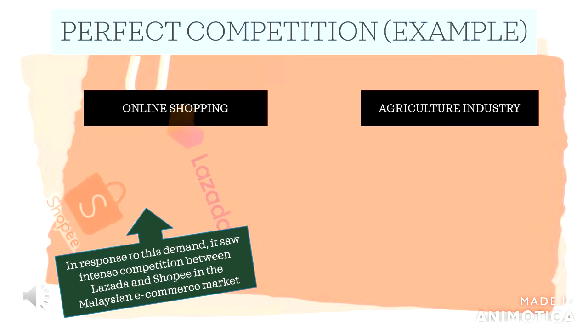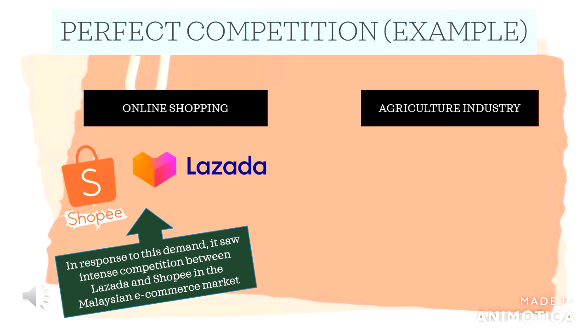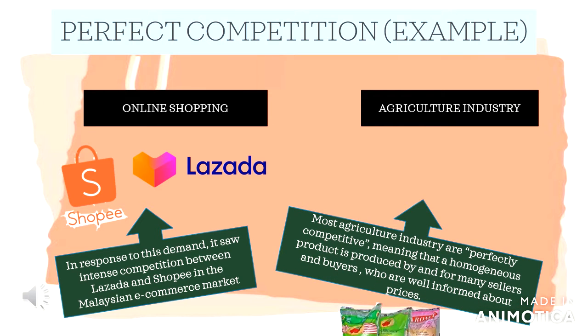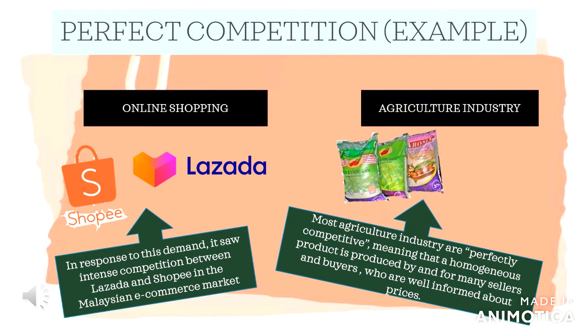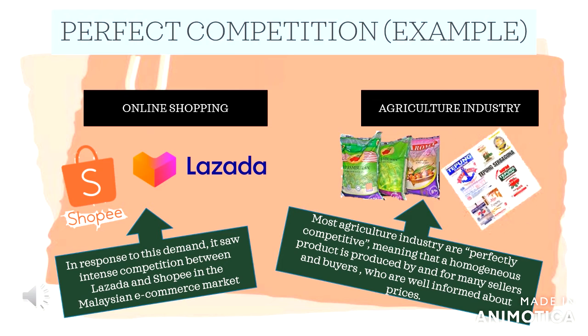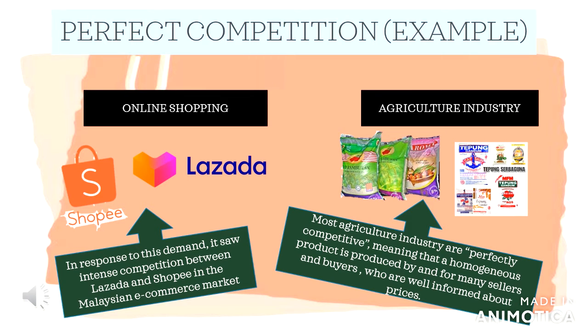Perfect competition example. In response to this demand, there is intense competition between Lazada and Shopee in the Malaysian e-commerce market. Another example is the agriculture industry. Most agriculture industries are perfectly competitive, meaning that a homogeneous product is produced by and for many sellers and buyers who are well informed about price.